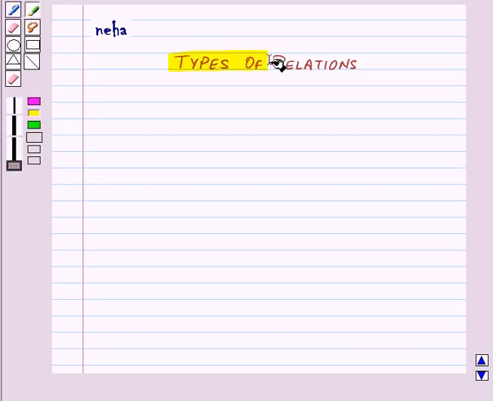Today we will learn about types of relations. So first of all, let us understand what is a relation.